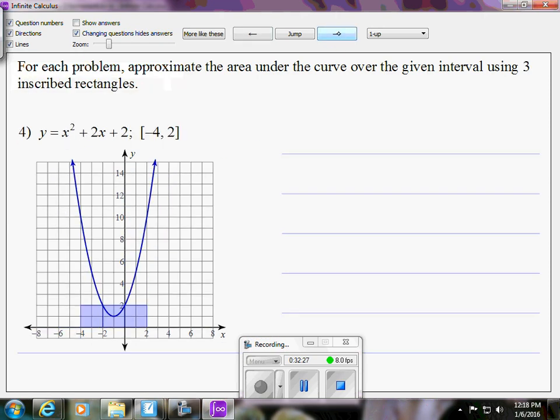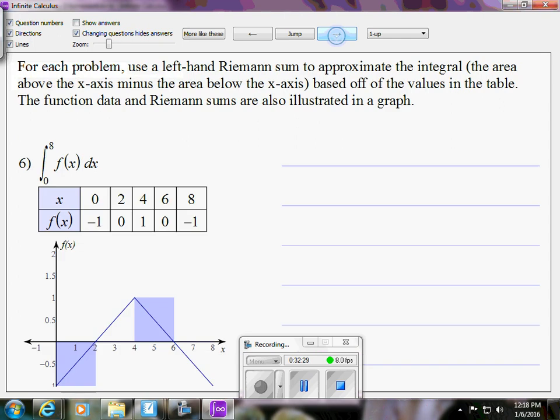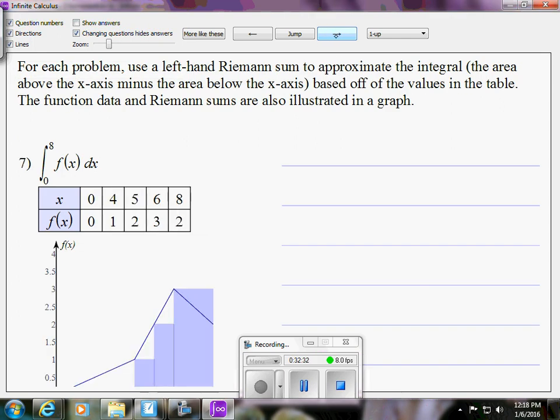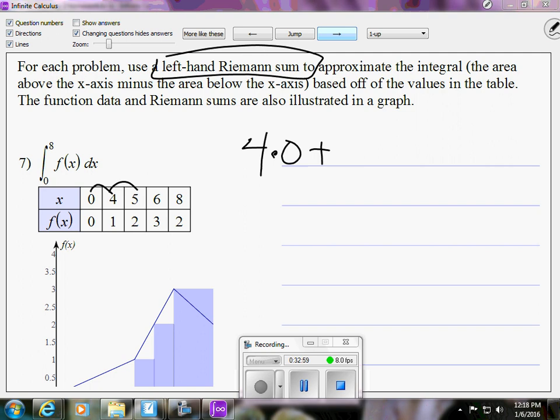Which one did you want first? 7. I could do the ones that are easier. Either 7 or 8. Okay. This one is a left-hand Riemann sum. These widths are all different, so you just do them separately. What's the width of the first rectangle? 4. Which y are we going to use for the height? The 0, right? So 4 times 0 plus, for the next rectangle, 1 times 1.